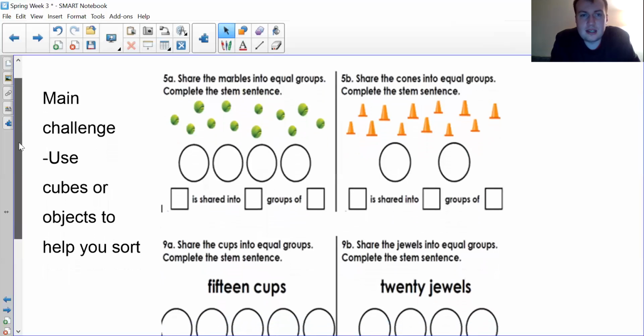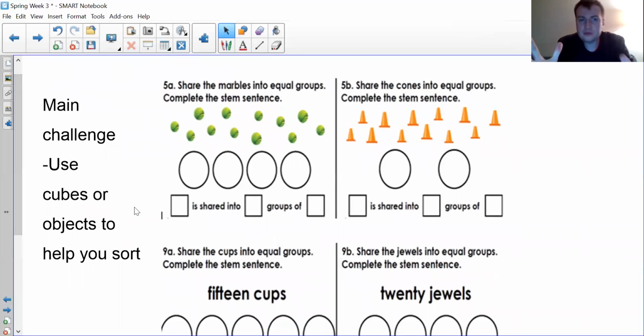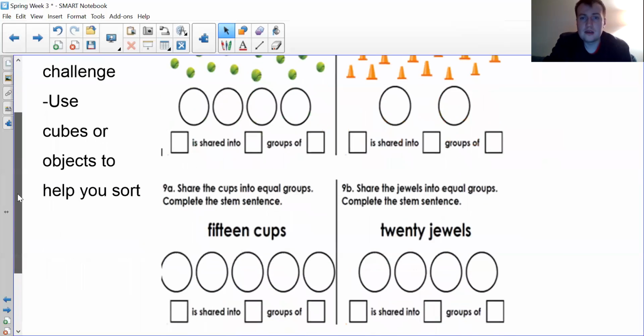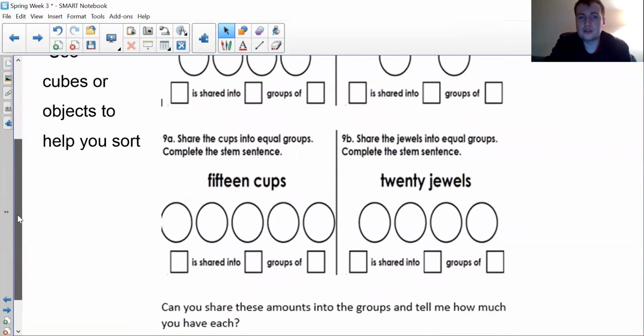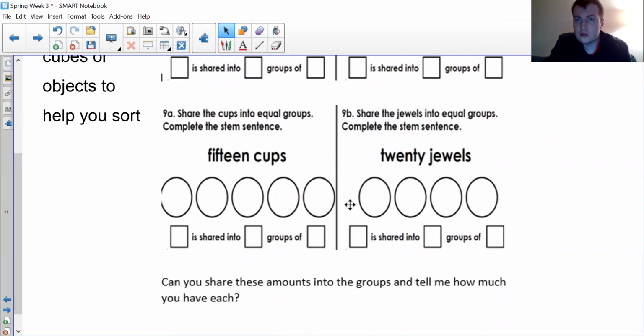Right. This is now your challenge. You can use real objects to help you if you need to, or if you want to just follow those steps like we've done there, that is absolutely fine. You recognize the questions because we've done them. You know the steps. How many do you have? How many groups do you have? Share them out. How many is in one group? So those are your first 2 questions. Pause the video, have a go. These are your second 2 questions. Pause the video, have a go.